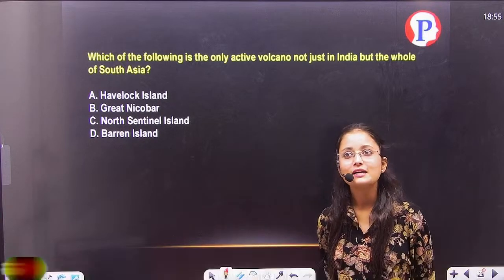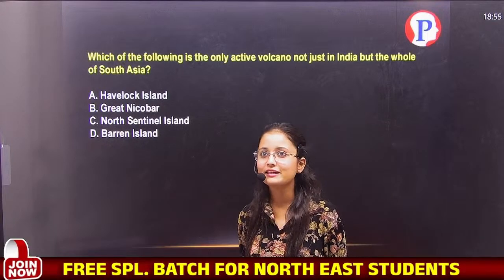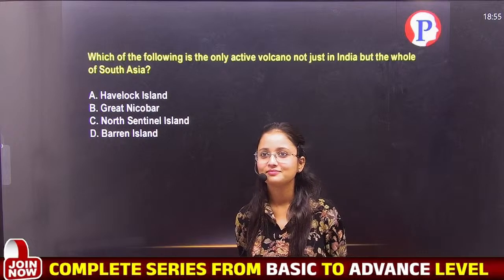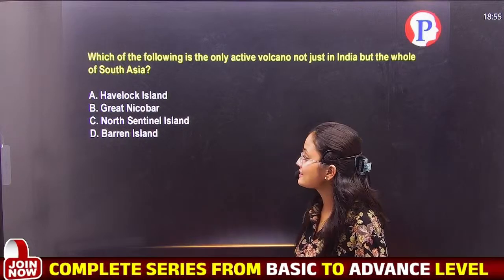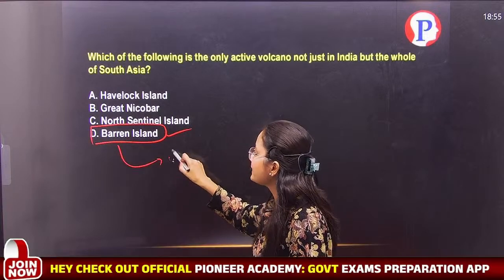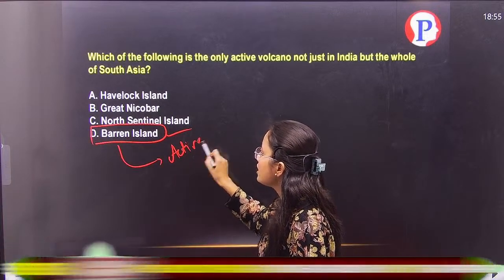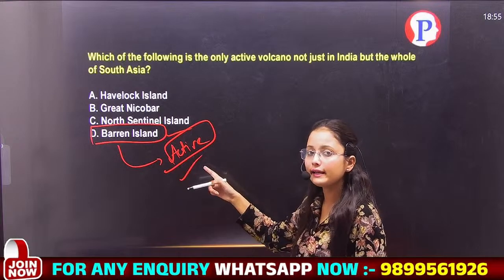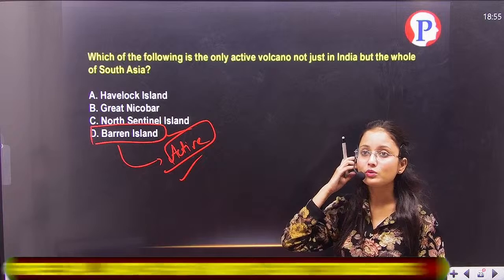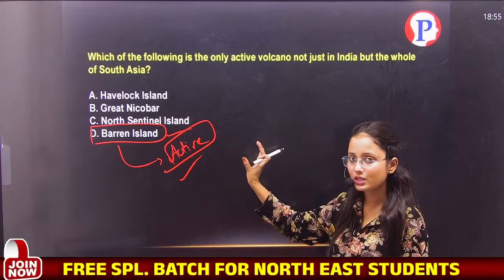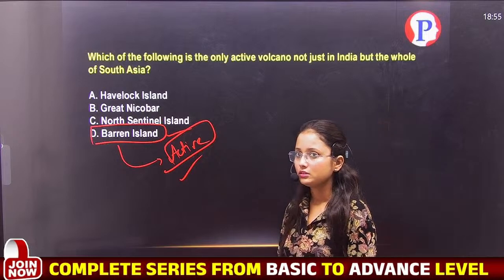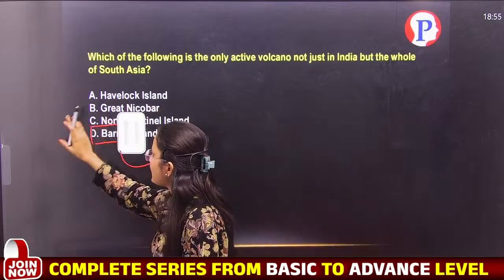Preeti Gupta has written 36 instead of Chhattisgarh. Very good. Yes, D is the right answer. Very good. Barren Island is the most active volcano of not only India but the whole of South Asia. Not Southeast Asia, just South Asia. So this was the last question.